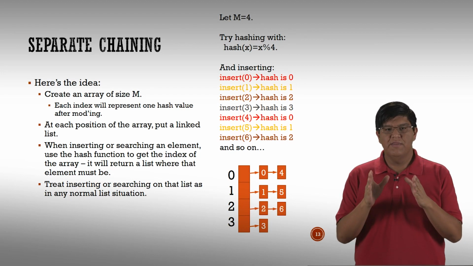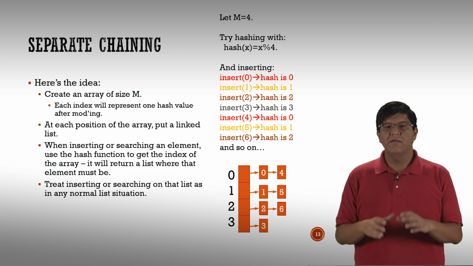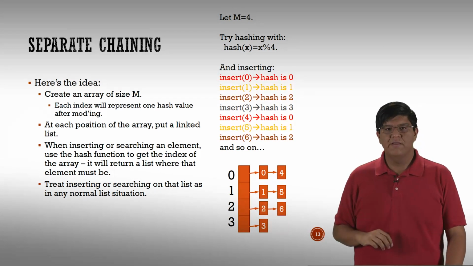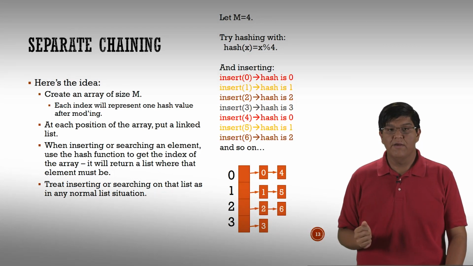For each position in this array, there is going to be a linked list. When we first create this data structure, you can imagine they're all going to be empty. I have these different indices, and each of them is something I could potentially hash to.